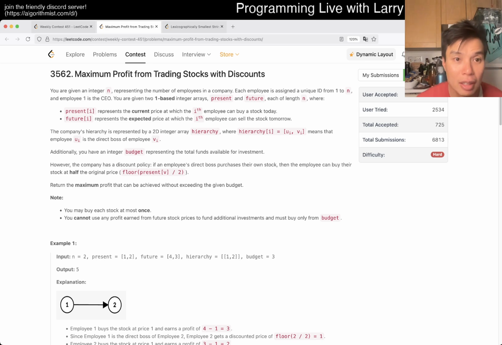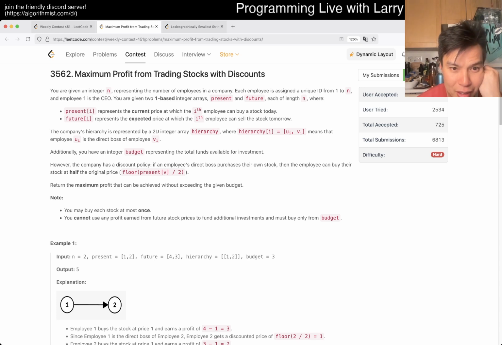All right. Okay, you have integer n representing the number of employees in a company, 1 to n. Employee 1 is the CEO. Okay, present and future, where present is the current price the employee can buy a stock at today. Future, okay. Very confusing so far. 2D, UV means that U is the direct boss of V. Okay, I mean, that's fine.